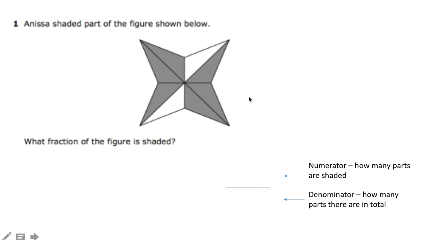So I want you to look at this shape and look. How many parts are shaded? That's going to be your numerator. And how many parts there are in total? That's going to be your denominator.